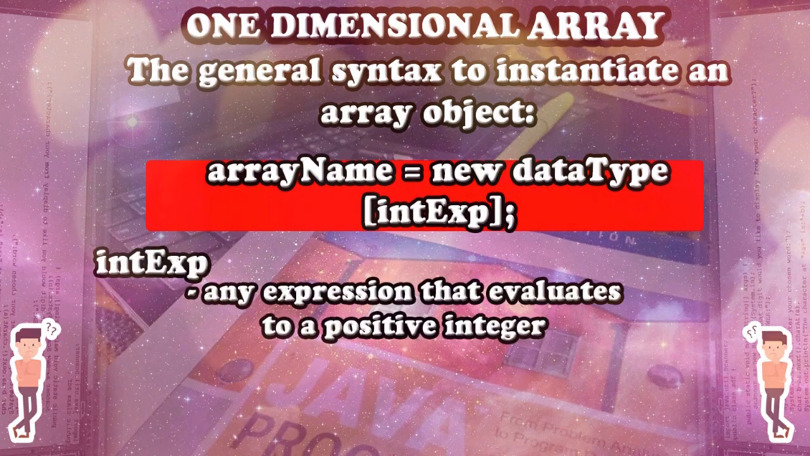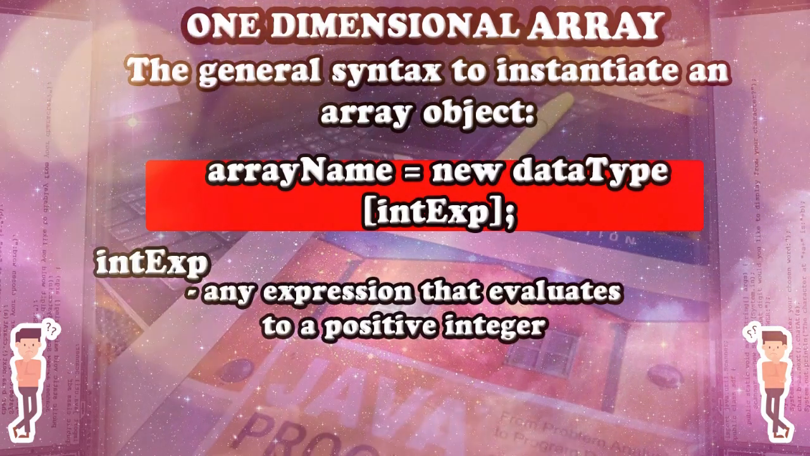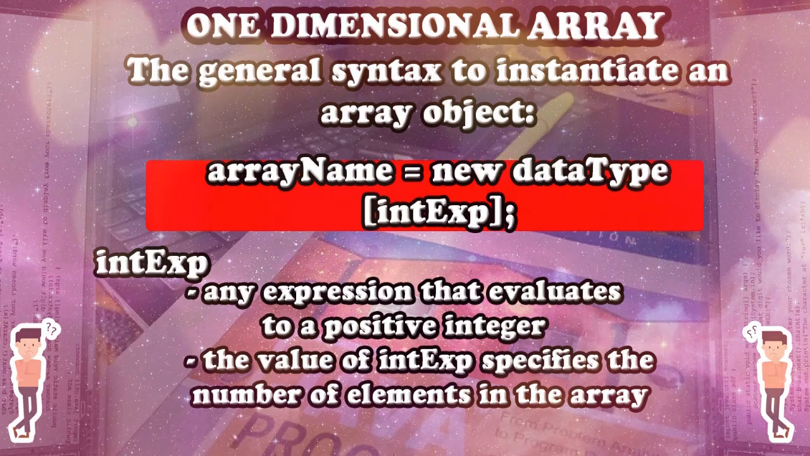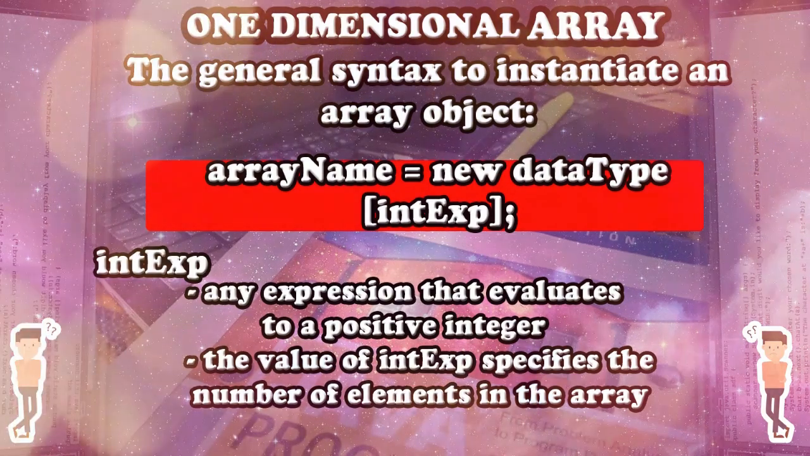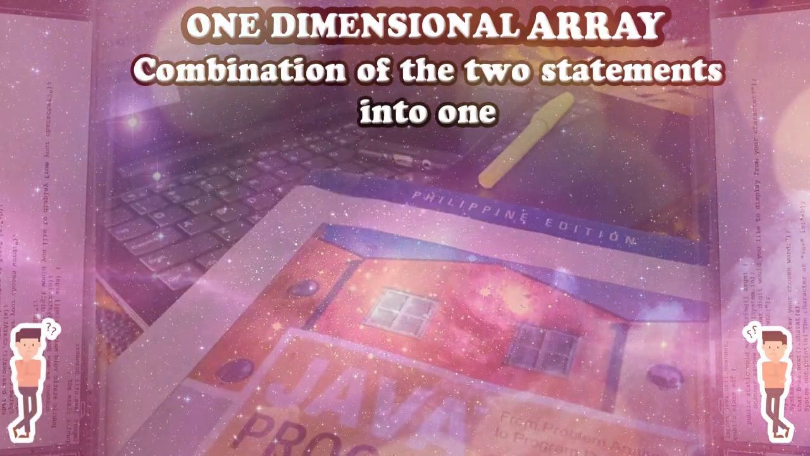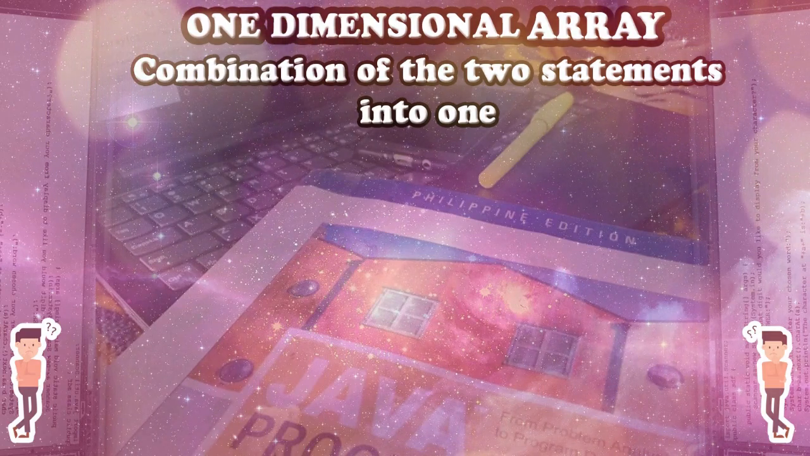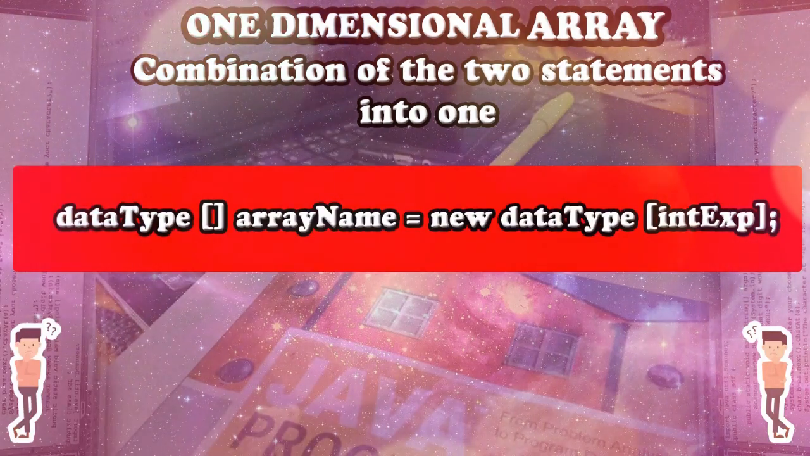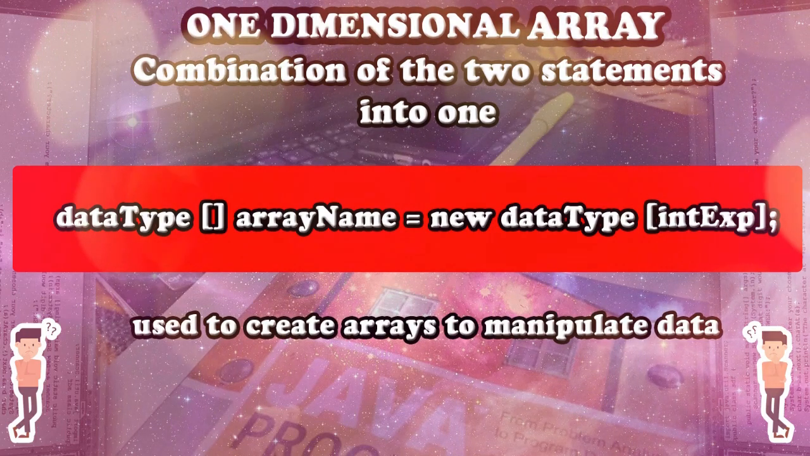The int exp is any expression that evaluates to a positive integer and also specifies the number of elements in the array. You can also combine the general form and general syntax of a one-dimensional array, which would look like this. This line of code is typically used to create arrays to manipulate data.